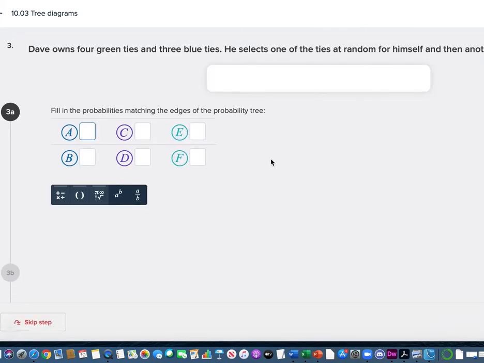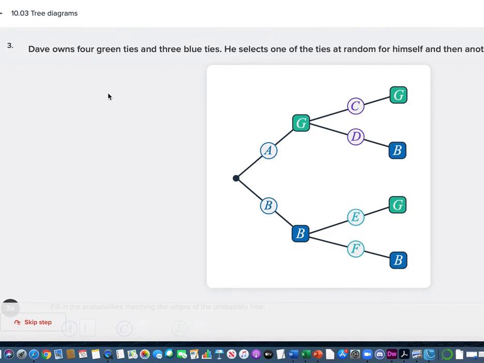So what we can do is move on to this next question where we've got Dave owns 4 green tiles, 3 blue tiles. He selects one of the tiles at random for himself and then another tile at random for his friend.